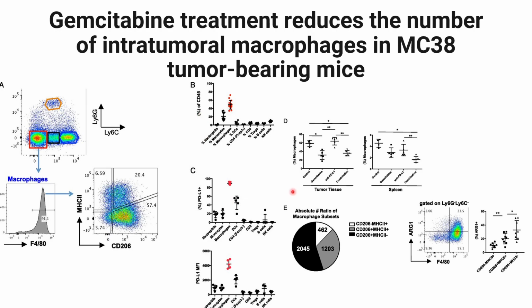And thereafter what they did is they checked the macrophages in the tumor tissue and also in the spleen, and they can see that in the case of combined therapy, the amount of macrophages got reduced compared to the control case and compared to the other cases. And similarly, they can see in the case of spleen also it got reduced. So from this experiment, they made a point that it is the M2 type macrophages that got reduced when the tumor cells are treated with gemcitabine.